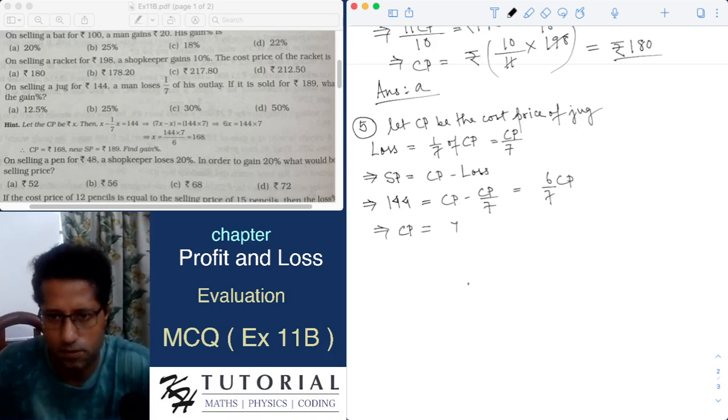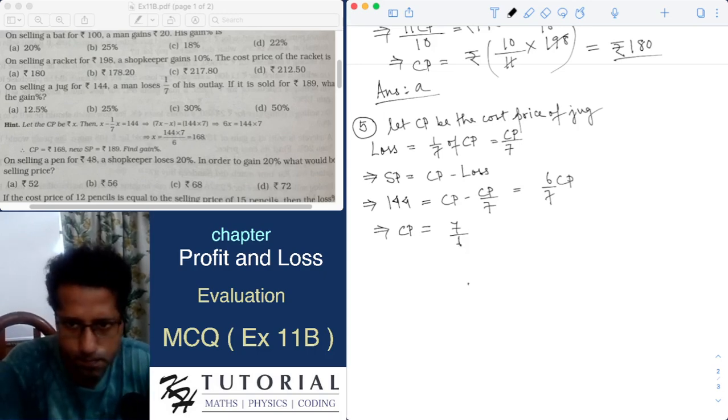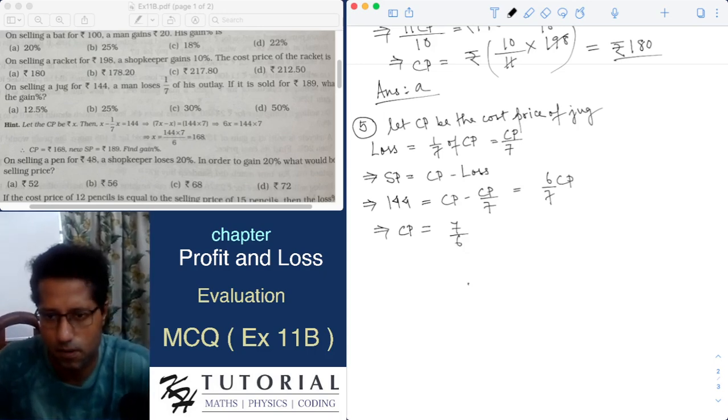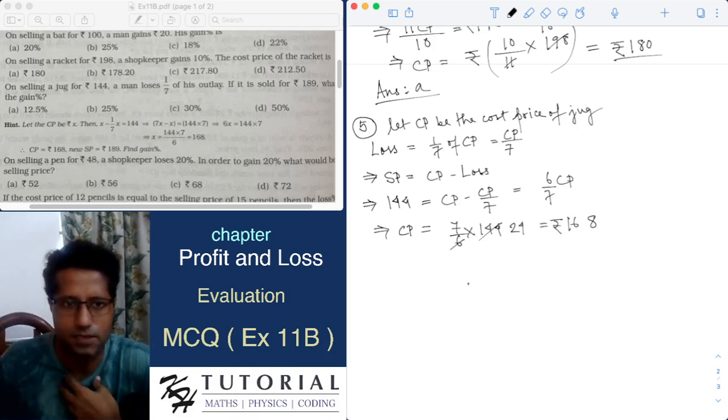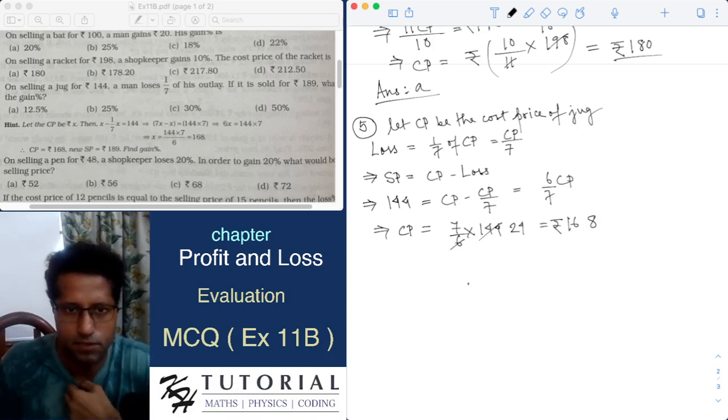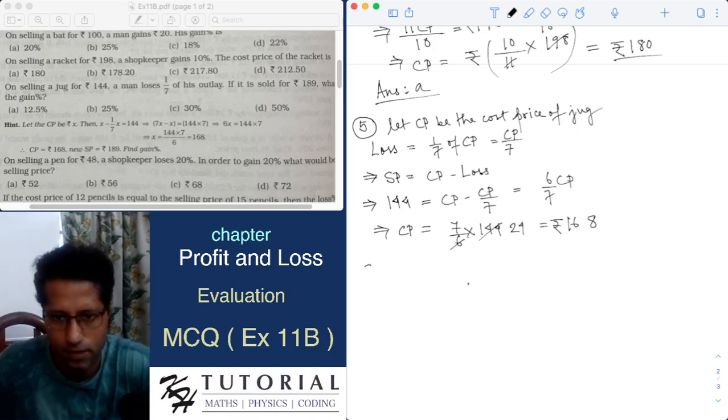So this will be 7 by 6 multiplied by 144. This is 24, so this is 168. CP is rupees 168. Now it is asking if it is sold for a new selling price SP dash, given to be rupees 189.